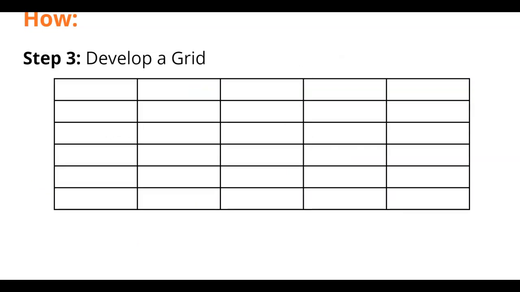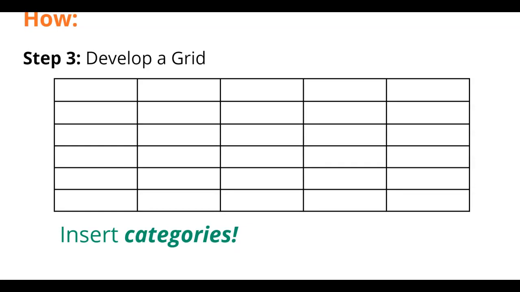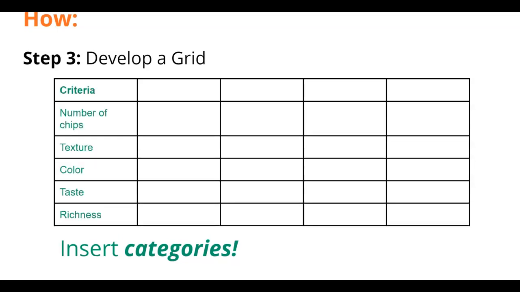Step 3 in rubric construction then asks us to develop a grid so that we're able to put all of these components in a nice, easy to read, structured format. And with this grid, we begin by inserting our categories or our components or criteria, whatever we want to call those, over on the left-hand side.